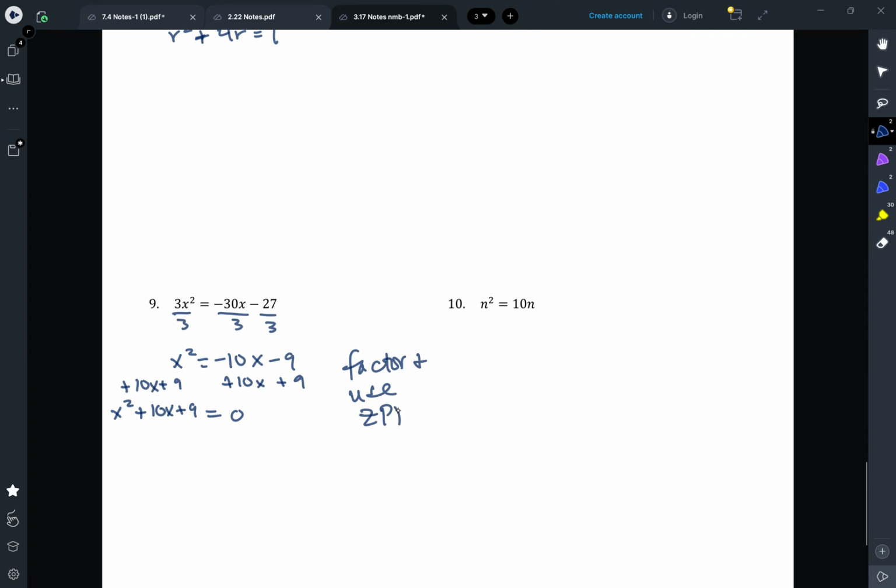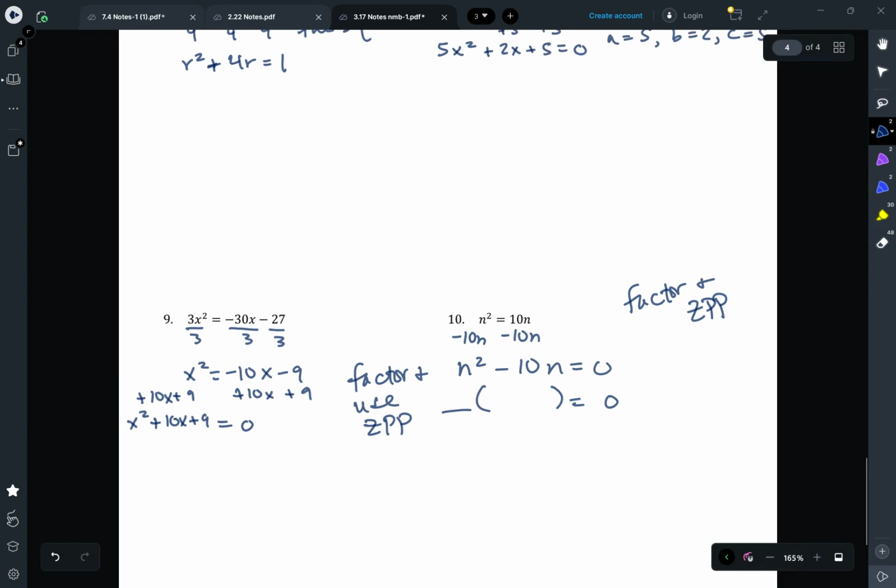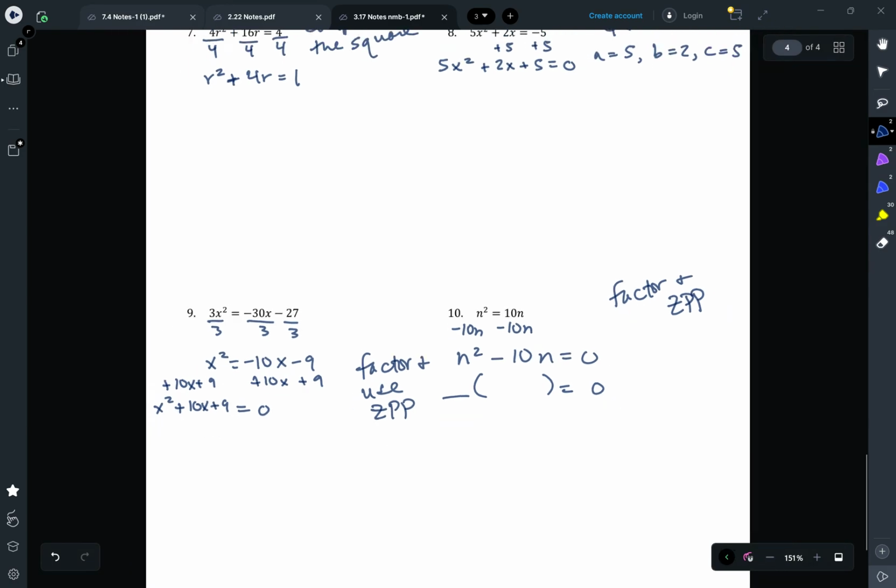This last one is missing my constant term. So that's going to be a factor and zero product property as well because there's no constant term. So what I would do is subtract 10n on both sides. And then I'm just going to factor with my greatest common factor here and put something in front and factor that one. All right, we've kind of gone through and sketched everything out and just thought about it.